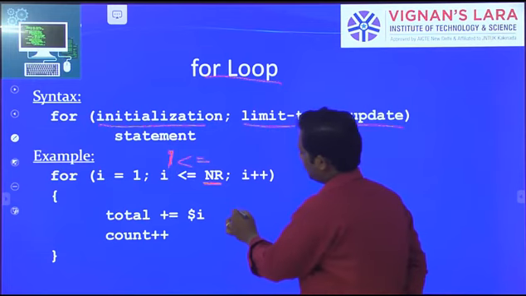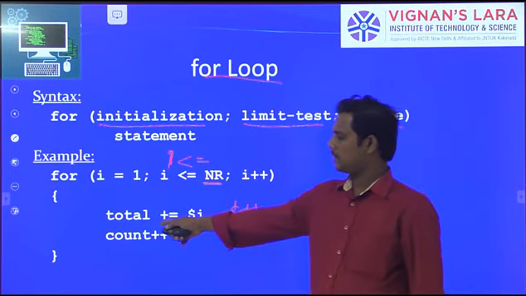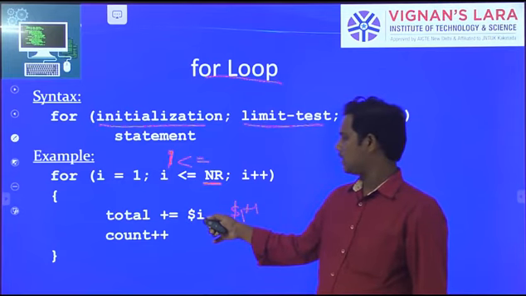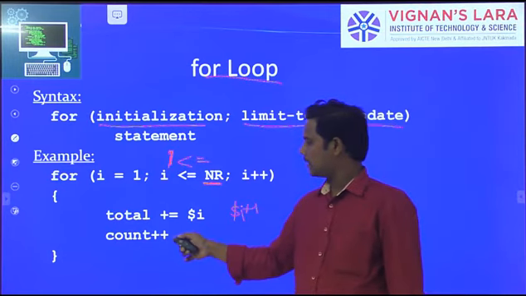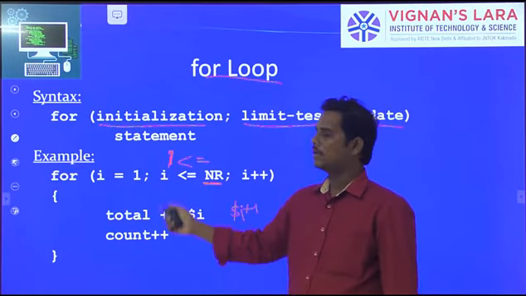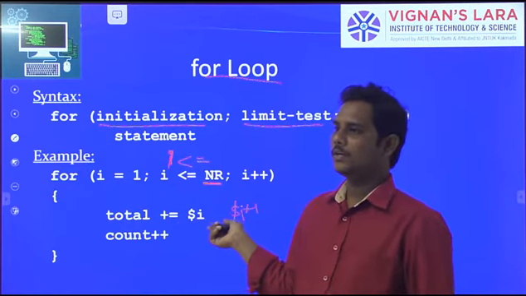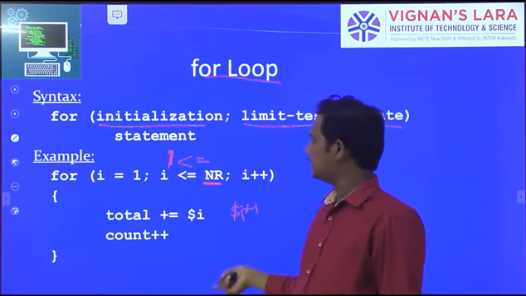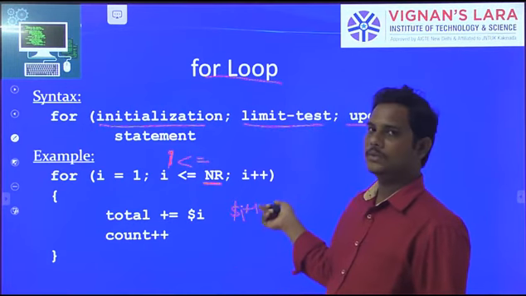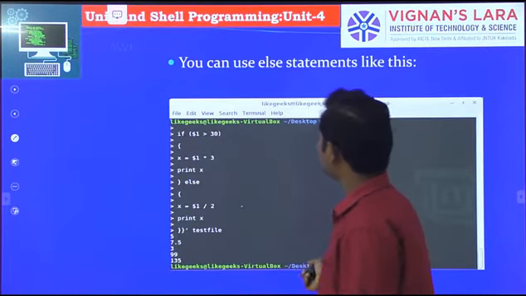This one is total equal to $1 plus 1. Plus equal to operator, $i plus 1. Okay, next the count is incremented, again coming to here. So you know that already, these things are very easy. All our computer science students, how we write this command is easy. Okay, so that is how the for loop is used in AWK. Directly we are using it, no problem. Okay, you can see that.